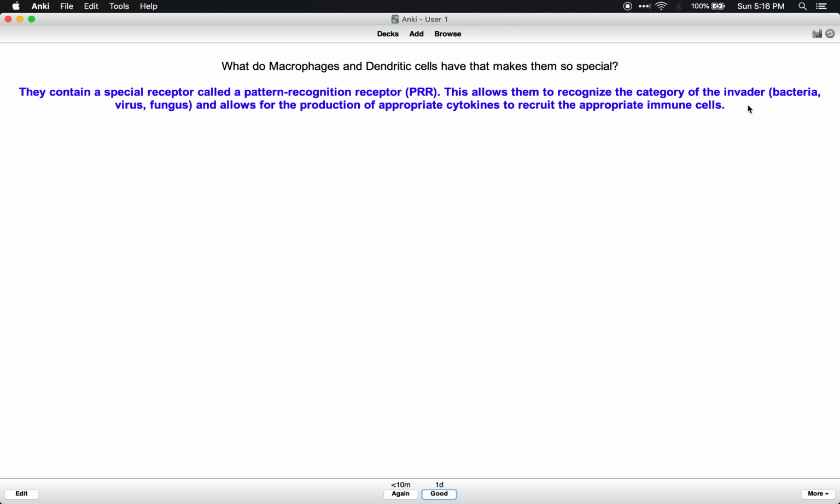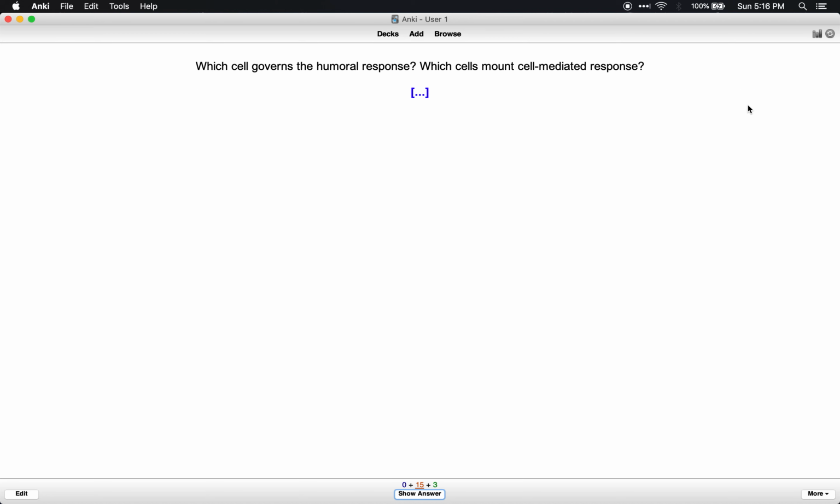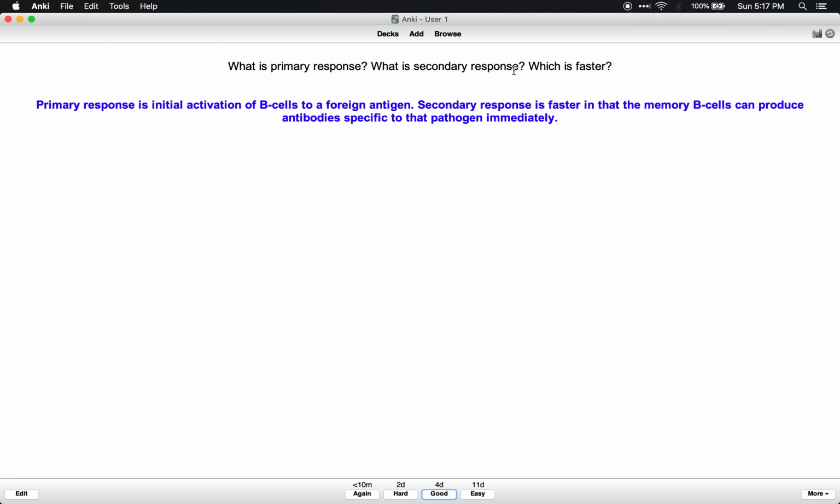Humoral response is governed by the B cells. T cell immune response is governed by the T cells. Primary response, secondary response is faster. Primary response is the first time you have a new infection. This is where the B cells have to do all that plasma cell antigen switching, all that isoform switching. Secondary response uses the memory B and T cells to launch the attack.